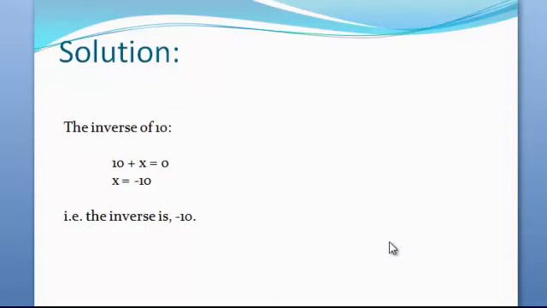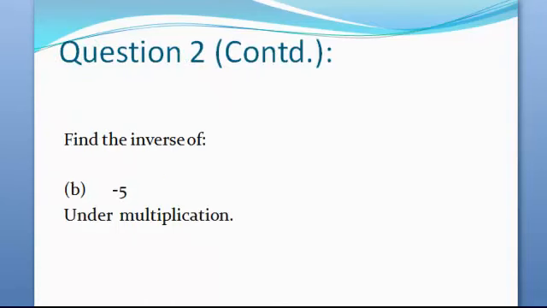Alrighty, let's move on to part 2 of question 2. And part 2 asks us to find the inverse of minus 5 under multiplication. Now, to find the inverse of a number under multiplication, we're trying to figure out what number, when multiplied by minus 5, gives us 1. So again, we can turn this into an equation. We can say minus 5 times q is equal to 1, and we'll make q the subject of that equation. Alright, let's look at the solution.